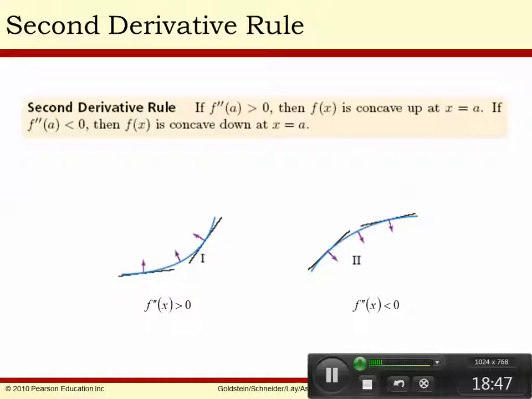Okay? So let's go back. If f double prime of a is greater than 0, the function is concave up. Concave up means the tangent lines are always beneath the curve in that region. Concave down means in your concave down region, the tangent lines always lie above the curve. Any questions on what I just did?